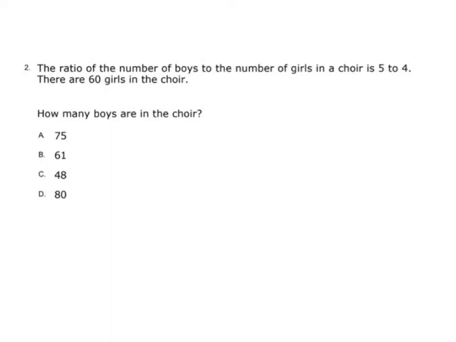So here's number 2. Number 2 reads, the ratio of the number of boys to the number of girls in a choir is 5 to 4. There are 60 girls in the choir. How many boys are in the choir?